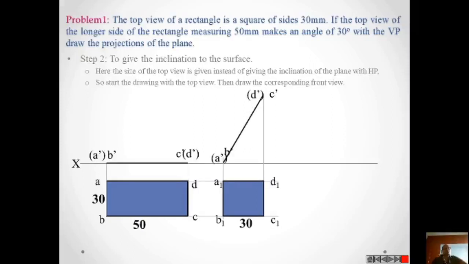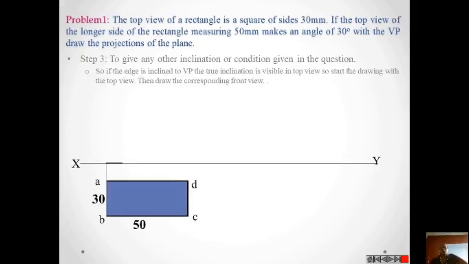So if you remember the concept, it is easy to draw. So what is the concept here? If the plane is inclined to HP, in top view you will see a reduced shape. So the rectangular plane is inclined to HP, and in the top view you are getting a square. So that is the simple concept that we have to understand here. Next step is simple, we have done already this one again. So if you want, again I will tell.